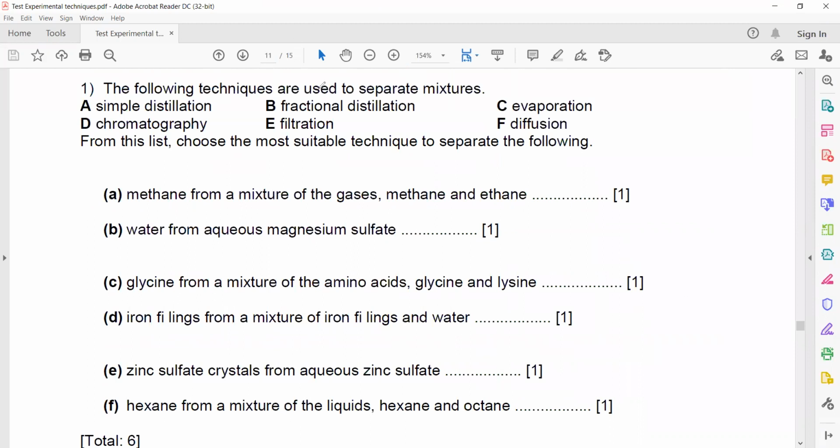So the following techniques are used to separate the mixture. A is simple distillation, B is fractional distillation, C is evaporation, D is chromatography, E is filtration, and F is diffusion.